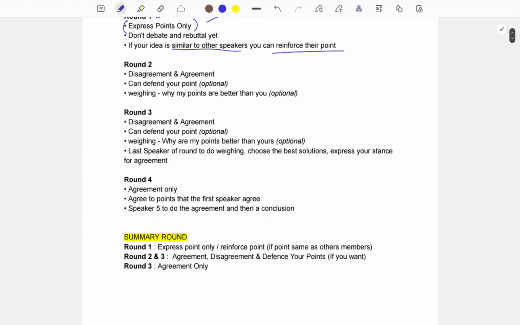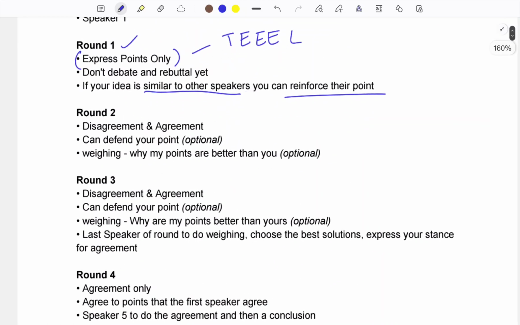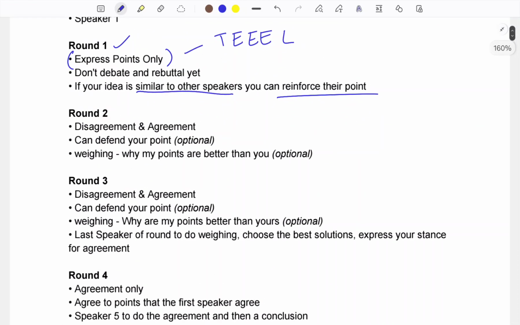Okay, now moving to round 2 and round 3. So disagreement and agreement. Basically, you need to disagree and agree. Why I disagree with you? Why I agree with your point? And then you can defend your point. Let's say your point is being attacked, like someone attacks your point, saying your point is not practical. You can defend your point, disagree with them.